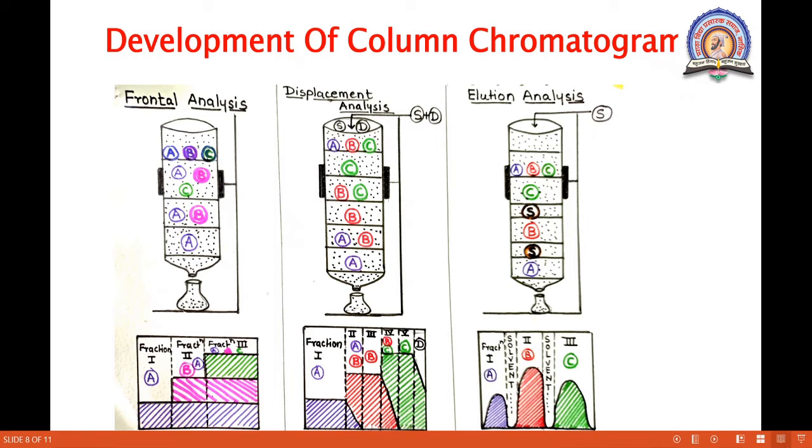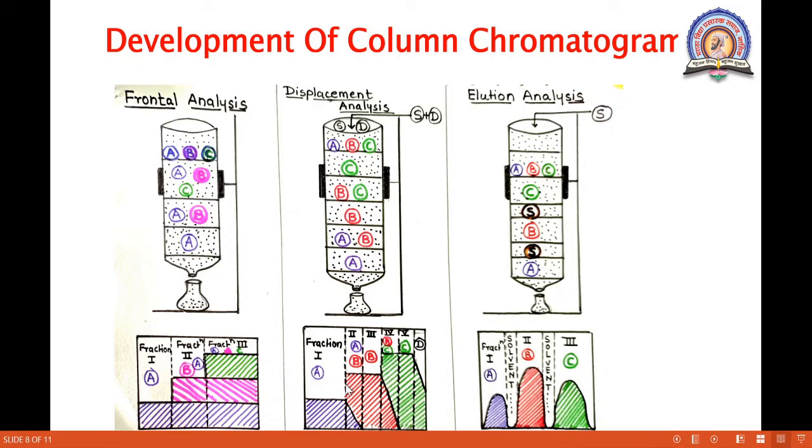Then we discuss a comparative study of these three analyses. Here the first figure indicates only one fraction. In the first fraction we get only one component. Other components are not separated 100% pure. That's why this technique is not used.